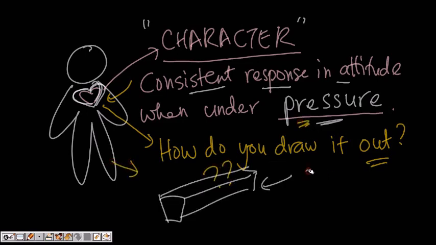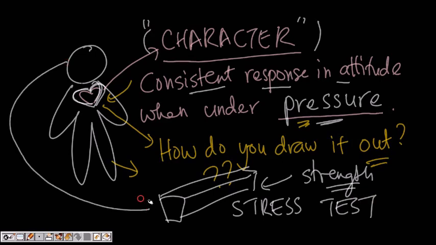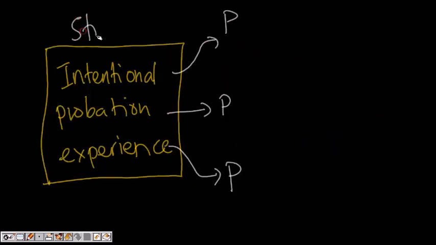The strategy is a simple one. What do you do when you want to test the strength of a steel bar? Well, you put it through a stress test. That's what you need to do in order to determine a person's character. You put the person under a deliberate stress test. How do you do it? Well, you design an intentional stress test by putting in place an intentional probation experience. Do not let the probation period be an easy one.